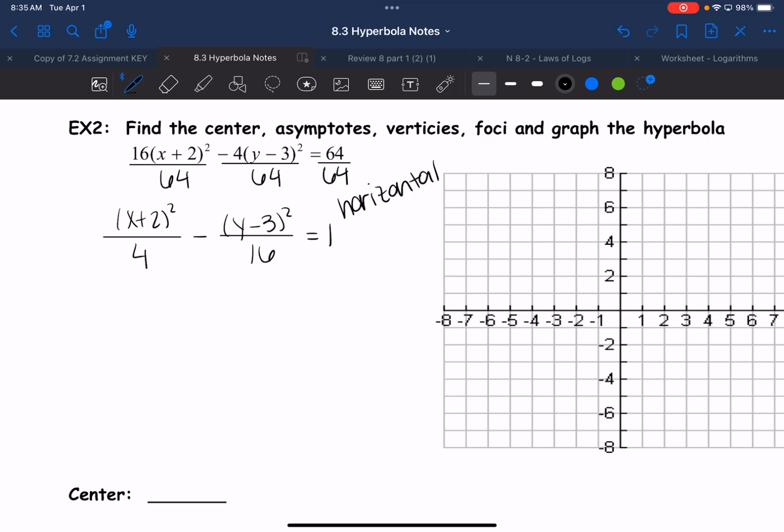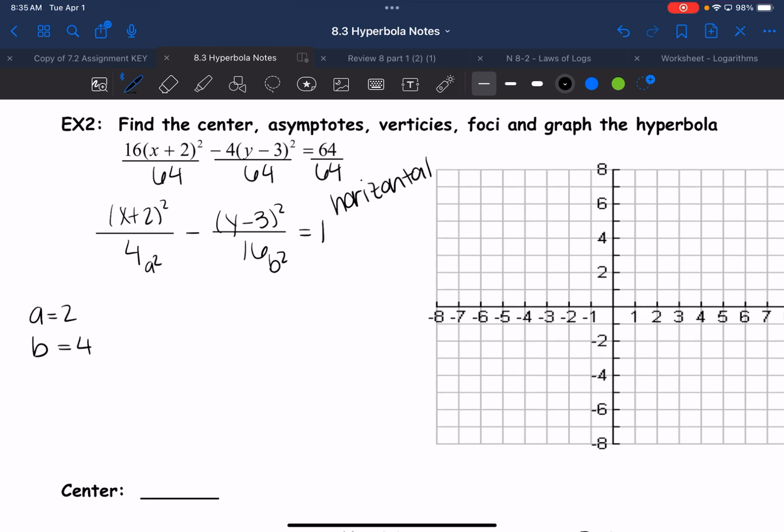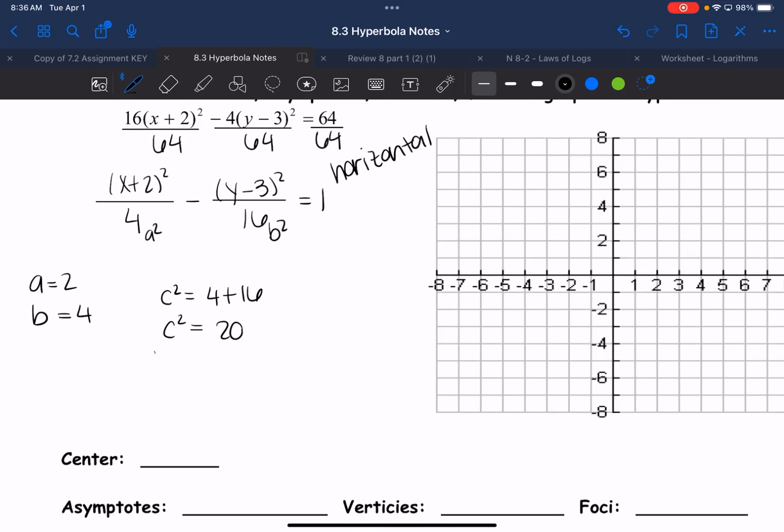Okay. So remember, the first term is always a, not necessarily the bigger one. So if a squared is 4, what's a? And if b squared is 16, b is 4, right? And then remember, c squared is a squared plus b squared. So 4 plus 16, so 20. So c would be square root of 20, which you could simplify a little bit. You could simplify this to 2 square root of 5. All right, perfect.